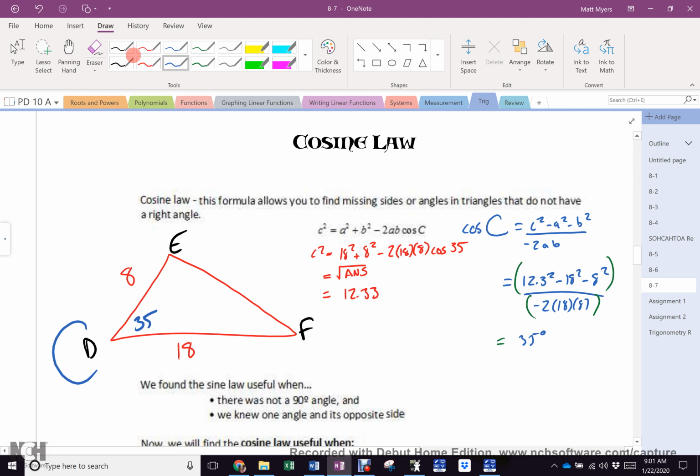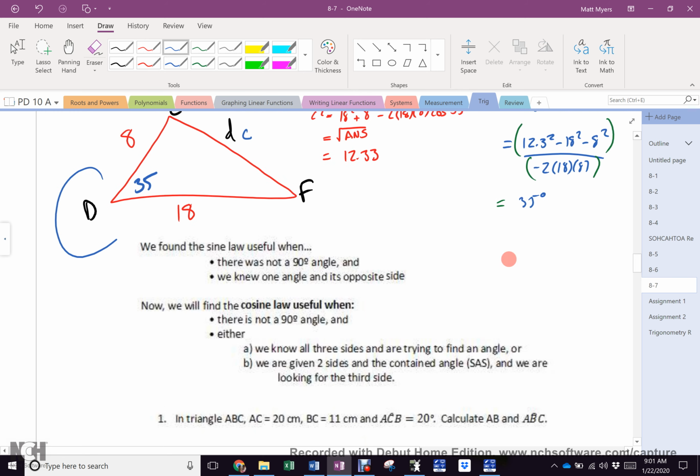What if I told you I wanted this side, which right now is lil d? I tell you I want to know that. Well, I know that c squared is this, right? So what do I make this? Lil c, which makes this what? Big C. And do A and B matter? No. Doesn't matter how it's labeled. Just like it doesn't matter how you label it for Pythagoras. Right? All right. Now, I have put when to use both of them here.